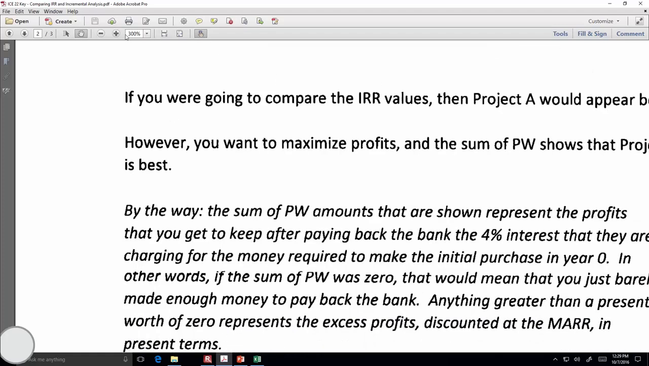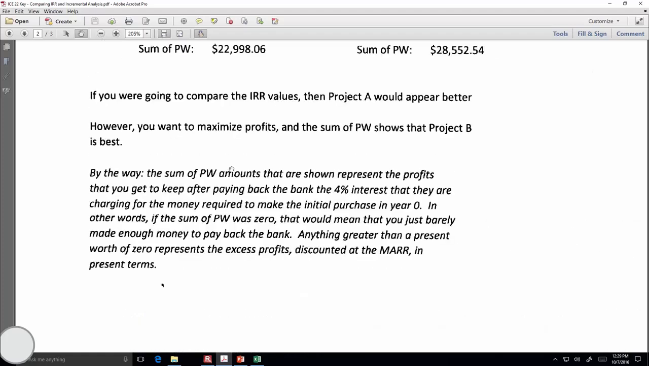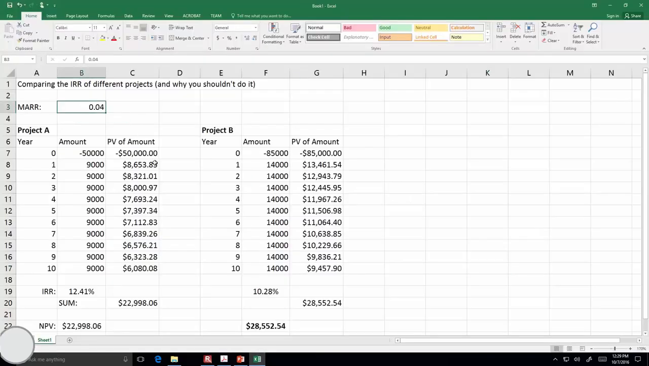Okay, the present worth represents the profit. So if you are in the part of the problem where you're finding the present worth of this cash flow at 4%, you're paying the bank that you're borrowing the money from their interest. Then if you discount this cash flow diagram at 4%, this leftover $22,998 represents the present worth of the benefits of doing the project.